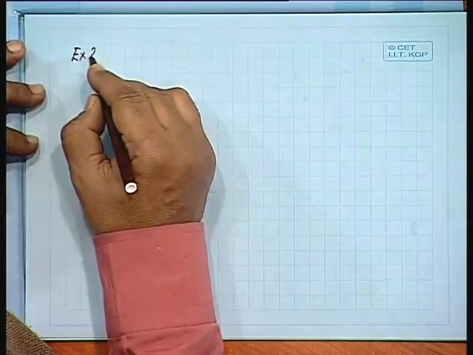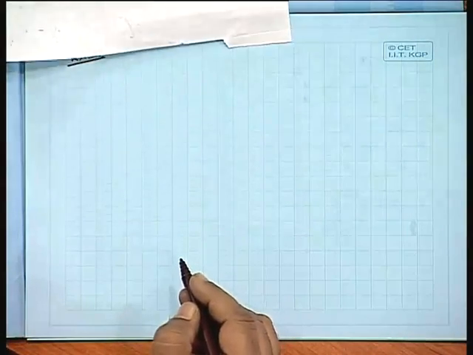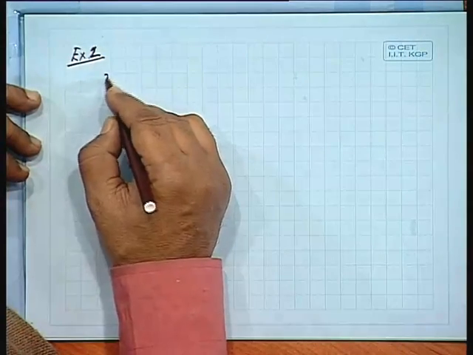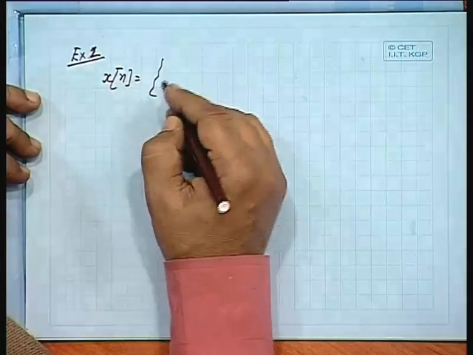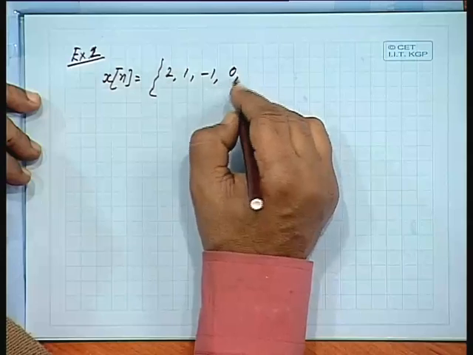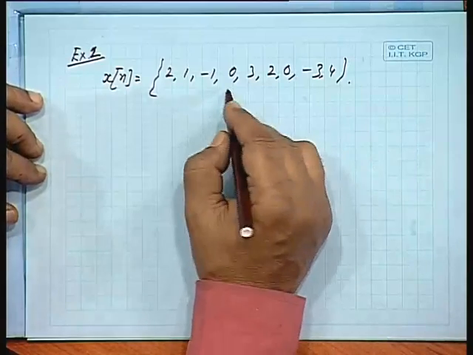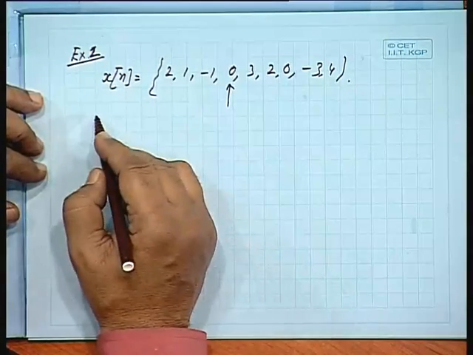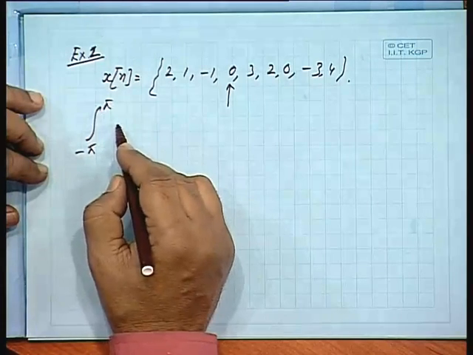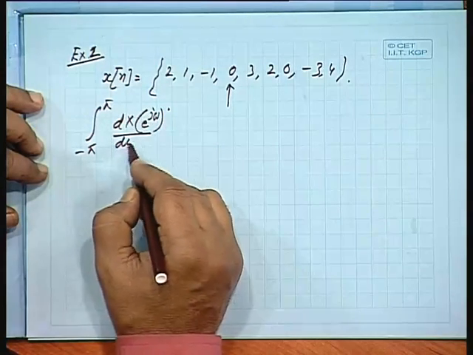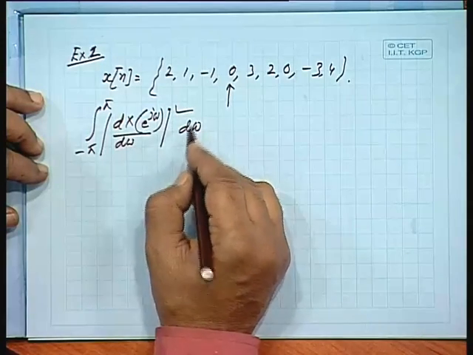Otherwise, let us take some very typical examples for considering the DFTs. Just now we have seen, okay, example 1. We are given a sequence x n, say 2, 1, minus 1, 0, 3, 2, 0, minus 3, 4. This is the origin. You are asked to calculate the value of, say, this integral, the magnitude of dX(e^jω)/dω squared dω. So, how much is this?